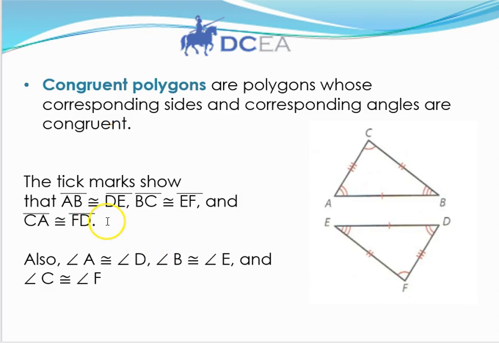The direct correspondence would be A is to D, B is to E, and C is to F, and so forth. You can say that triangle ABC is congruent to triangle DEF, but it's incorrect to say that ABC is congruent to EDF. The arcs do not line up on the drawing.